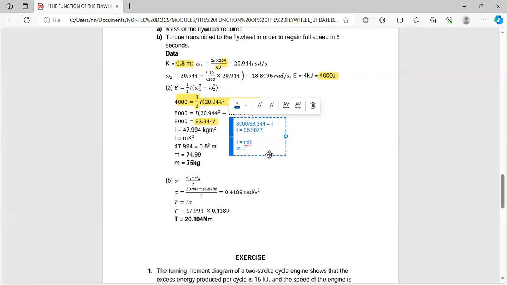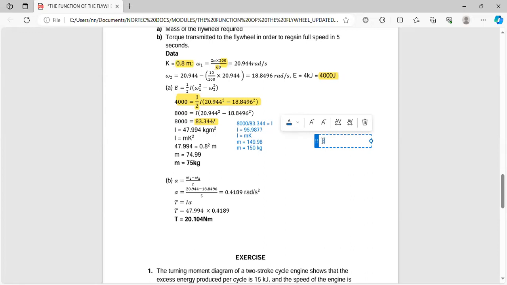The answer is 149.98. Now this is almost the same as 150. You can almost say it, so the mass being taken as 150 kg is still okay. So that's our working there. Of course, I'm not forgetting here we had said this is mk squared.